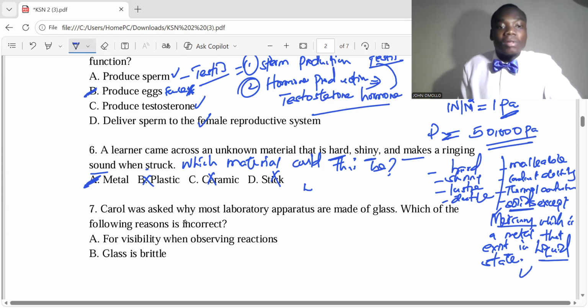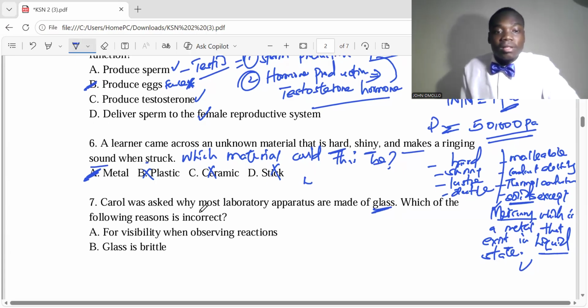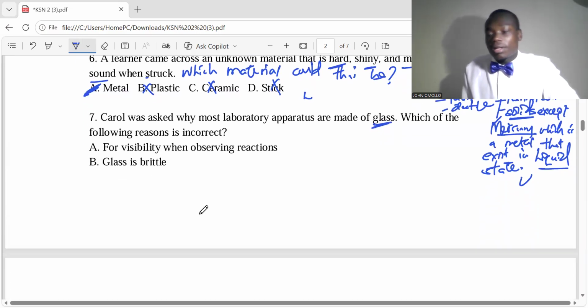Number 7, Carol was asked why most laboratory apparatus are made of glass. That is true. Most of them are made of glass. Which of the following reasons is incorrect? So which reason is incorrect?